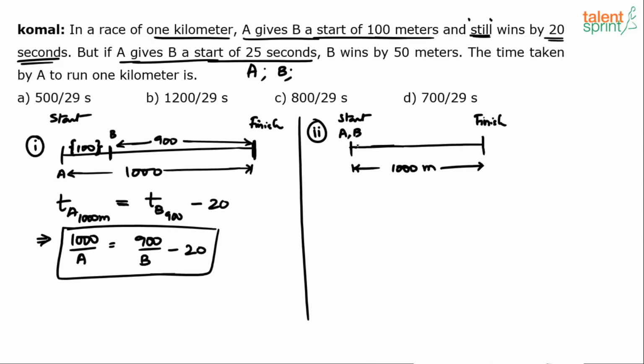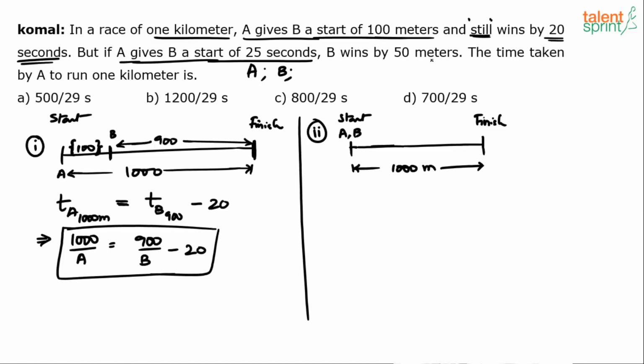But A gives B a start of 25 seconds. Meaning B will start running, and 25 seconds later A starts running. Are you able to follow? So in this case, B will run 25 seconds more than A. For example, B started running at 8 o'clock, and A will start running at 8 o'clock and 25 seconds.